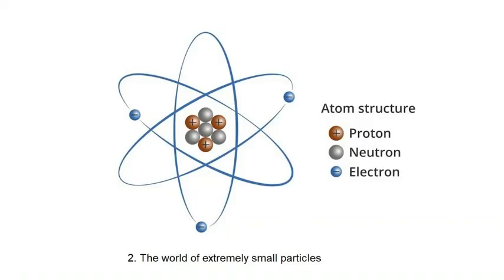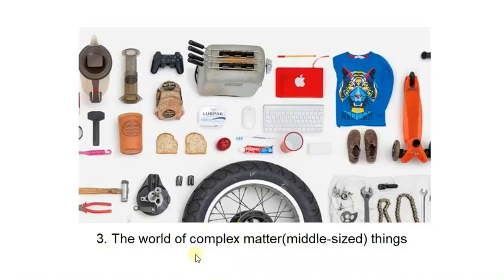Second, the extremely small particles like the structure of an atom, the proton and the neutron. These are the protons and these are the neutrons. They are concentrated in the middle, in the nucleus of an atom, and the electrons revolve around the nucleus in a fixed orbit. The world of complex matter, that are middle-sized objects or the middle-sized things which we can use in our daily life.